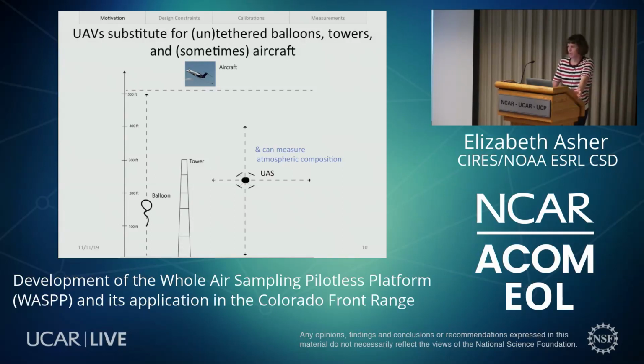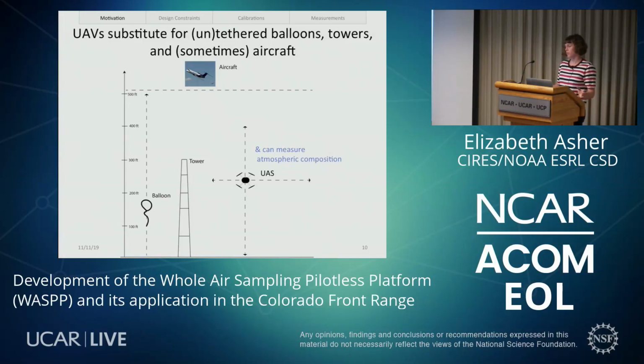But unmanned aerial systems, or UAS, can also measure atmospheric composition, and they can substitute for many of these platforms. And in some cases, they might actually offer some really advantageous features. For instance, while manned aircraft is expensive and opportunities to fly below 500 feet are limited, UAVs are relatively unrestricted below 400 feet.